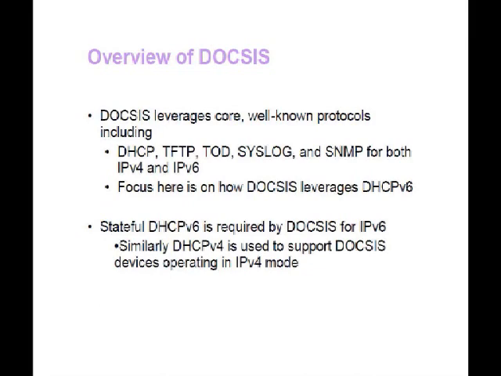Again, some reference to other technologies that DOCSIS leverages. We talked about TFTP and TOD, syslog, and SNMP, which is heavily used to manage and monitor devices. And it is important to note that stateful DHCPv6 is required to provision DOCSIS devices in IPv6 mode. So what that says is we do not have DOCSIS devices that can be provisioned using stateless auto configuration on the cable network. And of course, DHCPv4 remains generally the same.